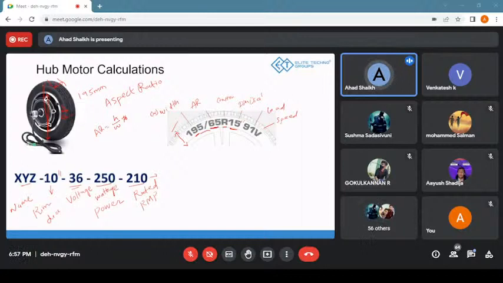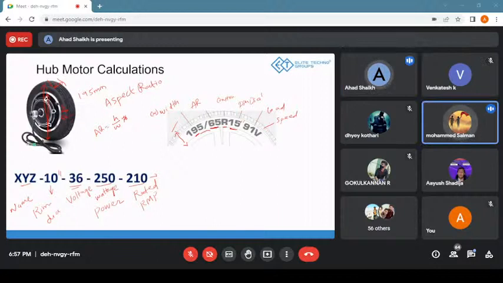How exactly can we do this? Yeah, I would like to know how we can calculate it from the tire specification. We cannot get the end-to-end dimension of the tire.